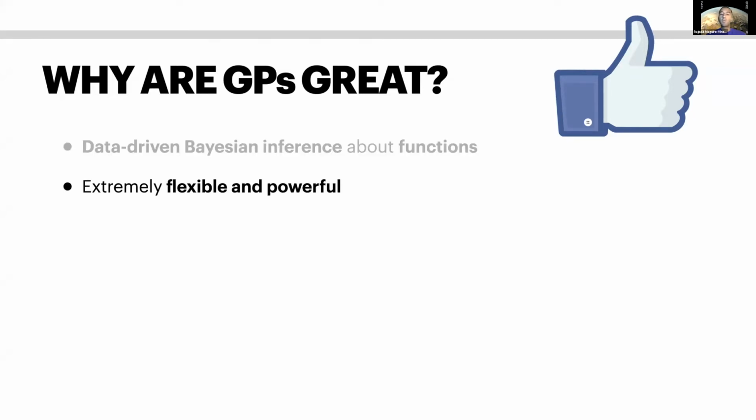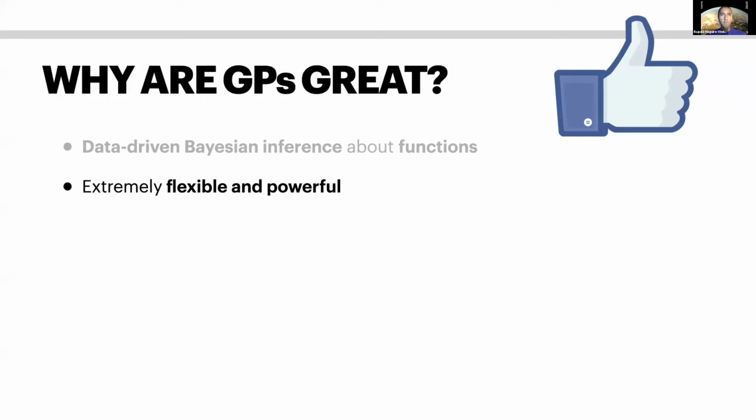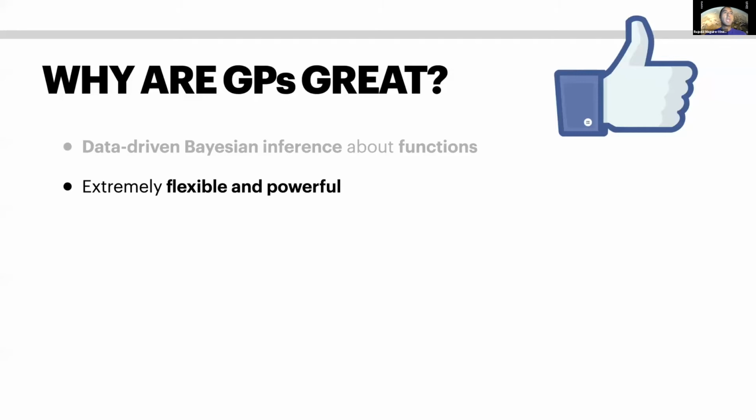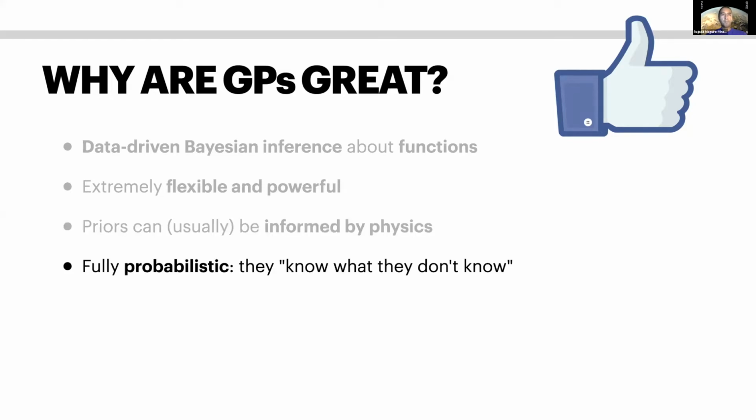GPs are also useful for studying periodic or quasi... hang on, these points aren't going in there. Anyway, they're extremely flexible and powerful, and I'll show you some applications now. The priors can usually be informed by physics, and they're fully probabilistic, which we could encapsulate by saying they know what they don't know. This is something which isn't true for a lot of machine learning algorithms, including neural networks, for example.